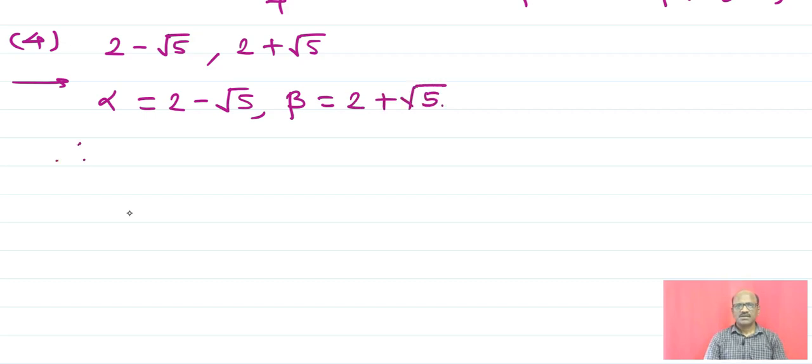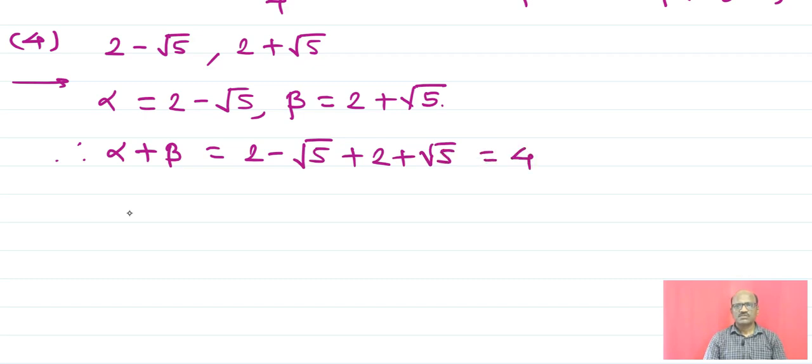Therefore, alpha plus beta is equal to 2 minus root 5 plus 2 plus root 5. The plus root 5 and minus root 5 get cancelled. 2 plus 2 is 4. So alpha plus beta is 4.